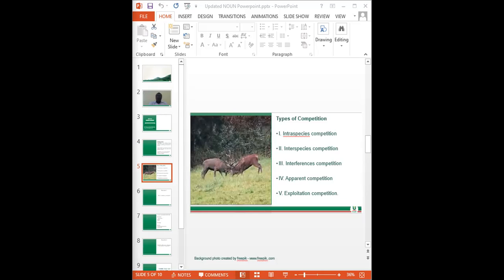For example, between reptiles and mammals, mammals lived beside reptiles for many millions of years, but they were unable to gain a competitive edge until dinosaurs were devastated by extinction, which we all know. So those are the examples of competition. Please don't forget intraspecific, interspecific, interference, apparent, and exploitation.